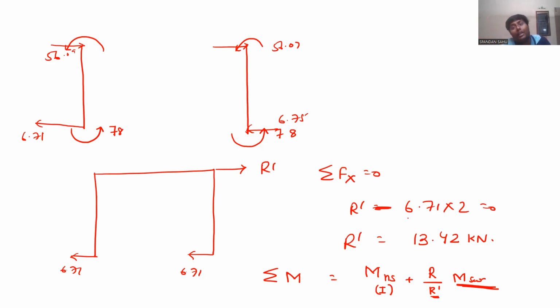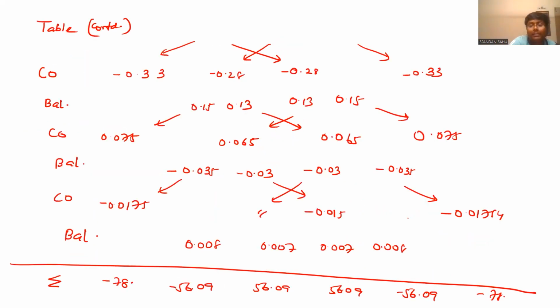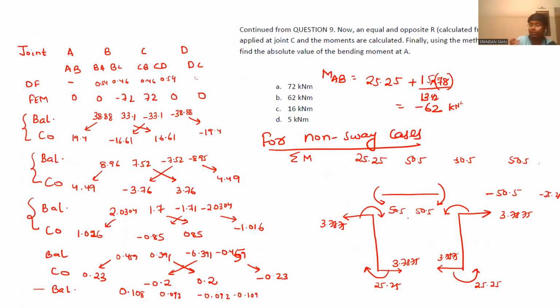But is this 13 the same as the 15 kilonewton force in your original frame? No. So due to one unit reaction, how much moment will you get? You just divide by R dash. Due to the actual reaction, what will be the sway moment? You multiply with R. After summing it up, you will get the net moment on that given frame. So that's it from my side. If you have any more doubt, you ask me.